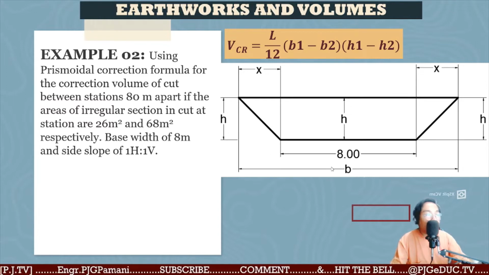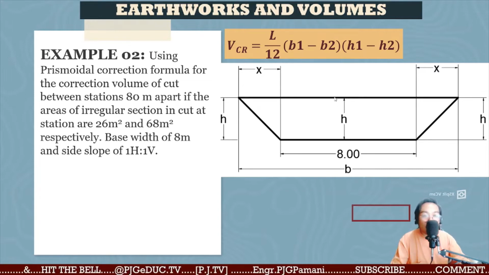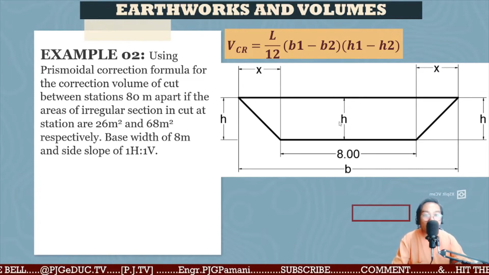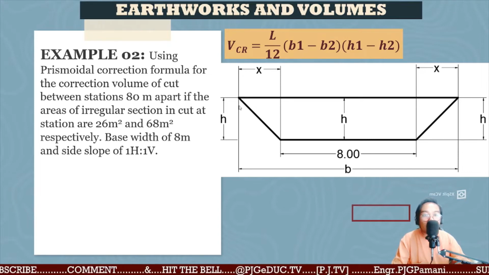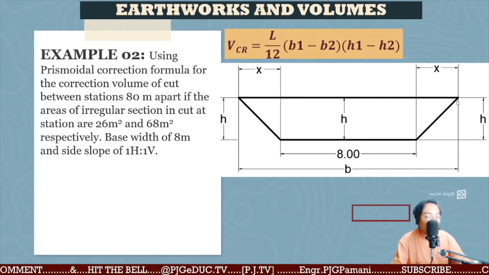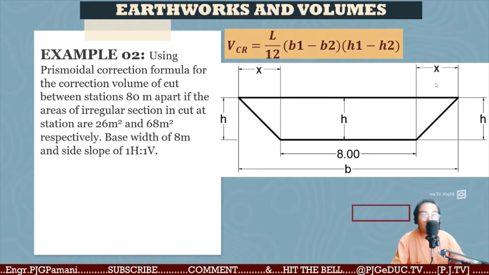Base width of 8 meters. B is from edge to edge. H is the vertical length of the slope, or the depth of the section. H again is the depth of the section. B is the width of the surface section, edge to edge. Okay? So if it is 1:1, the X on the left section is the same as the X on the right section.